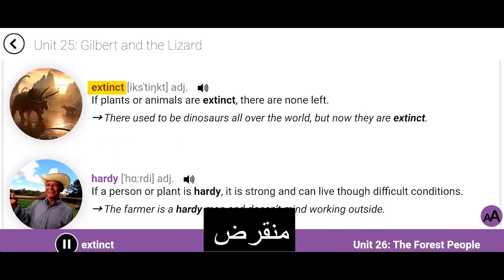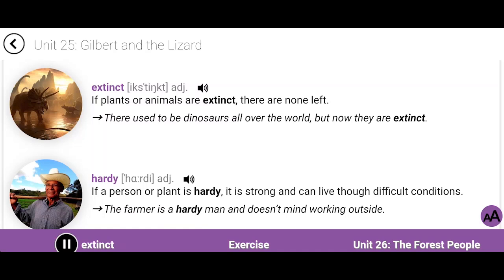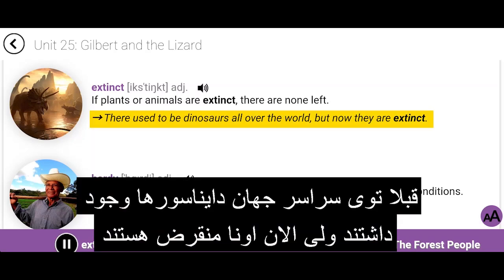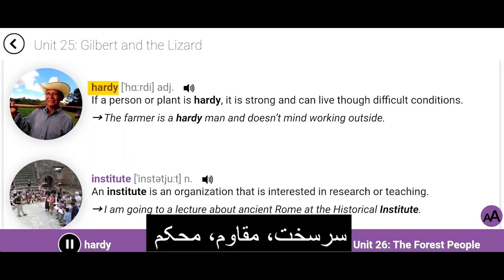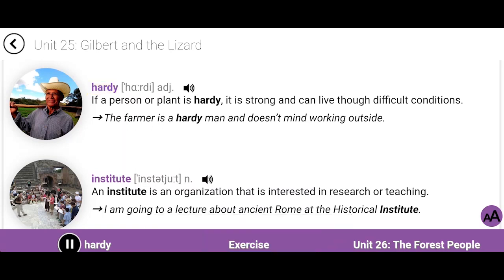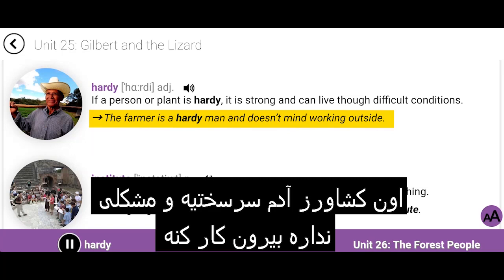Extinct. If plants or animals are extinct, there are none left. There used to be dinosaurs all over the world, but now they are extinct. Hardy. If a person or plant is hardy, it is strong and can live through difficult conditions. The farmer is a hardy man and doesn't mind working outside.